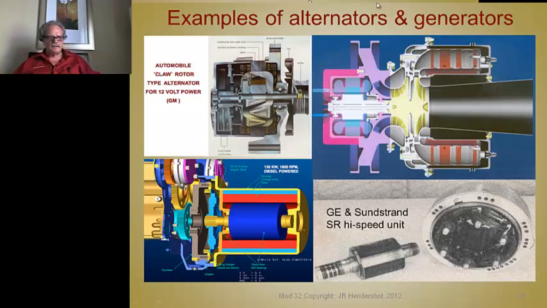Now here's an example of an integral permanent magnet generator that's connected to a jet engine here. In this case, one of these impellers is a compressor that compresses the intake air, and then ignition is this. This is the compressor.